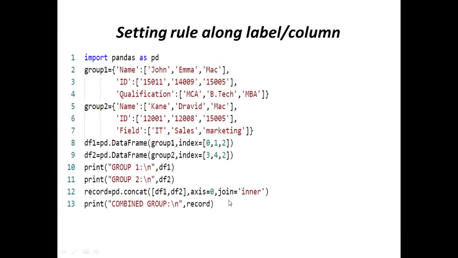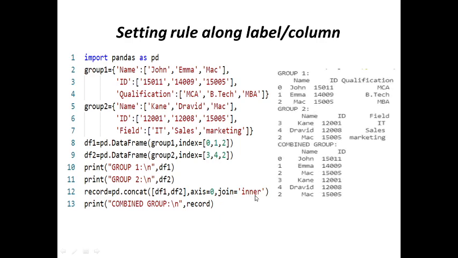Now let's see how to set rule along columns. So along column we need to write axis equals to 0 and then join equals to inner. So inner, that means we are talking about common columns. When we run this code, output will be, here you can see for first data frame, we have index value 0, 1, 2, columns name, ID, qualification. For second data frame, index value 3, 4, 2 and column names are name, ID, field.